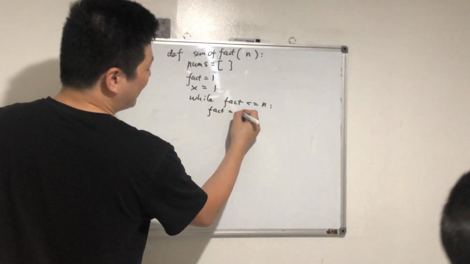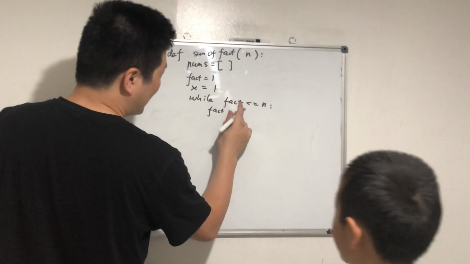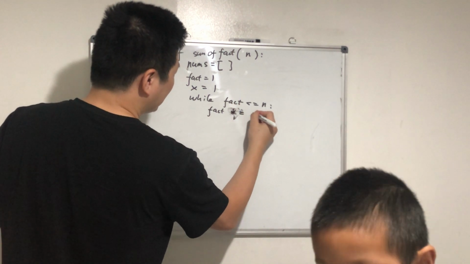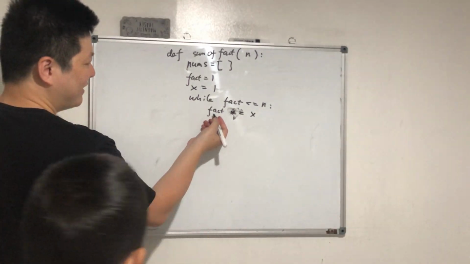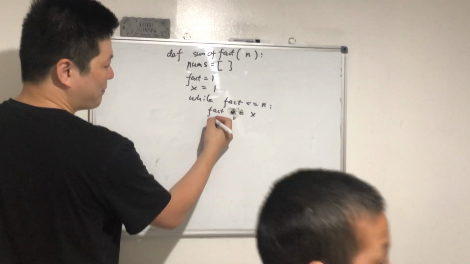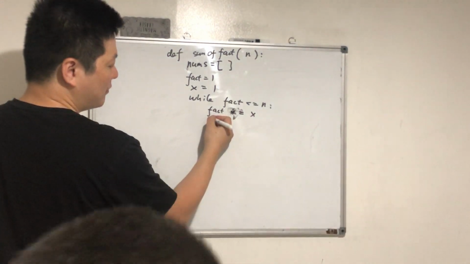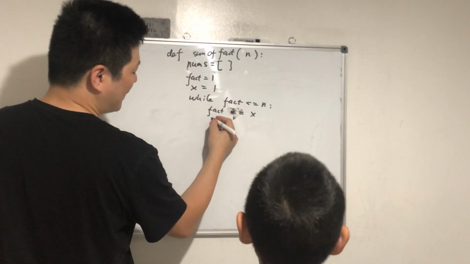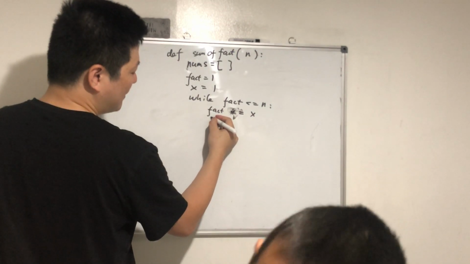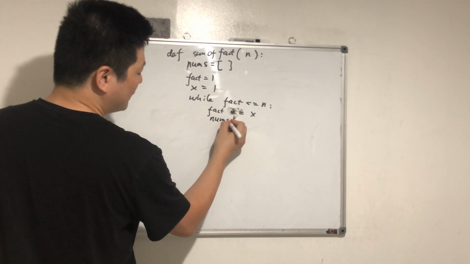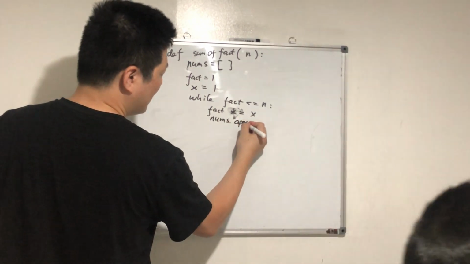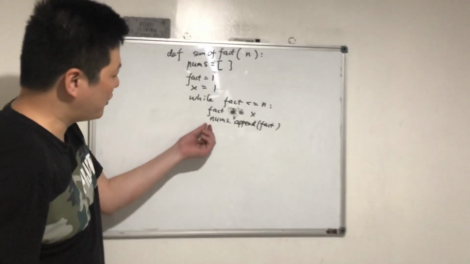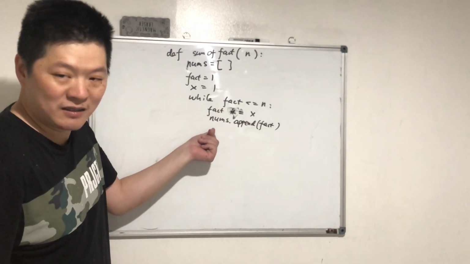Fact equals what? Fact times equals x. And then what should we do with the fact? We put it in the list, yeah? Yeah, with append. Can you tell me what's the right syntax? Nums dot append, come on. Nums dot append. Append what? Fact. And what's next?